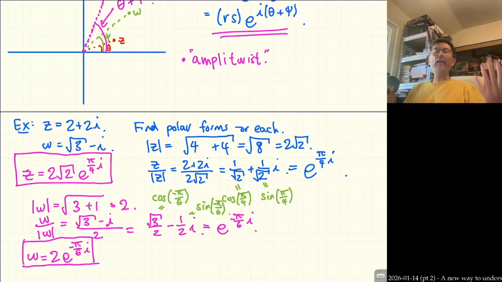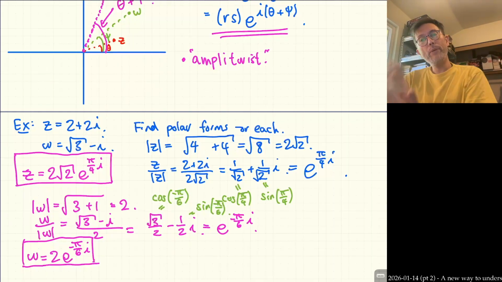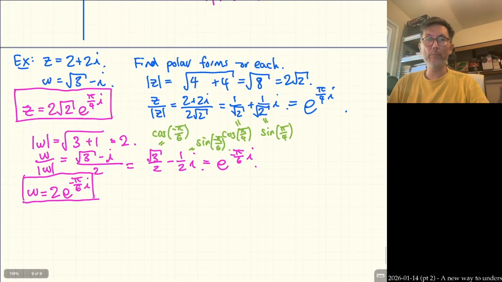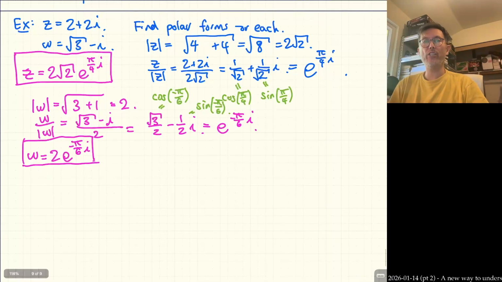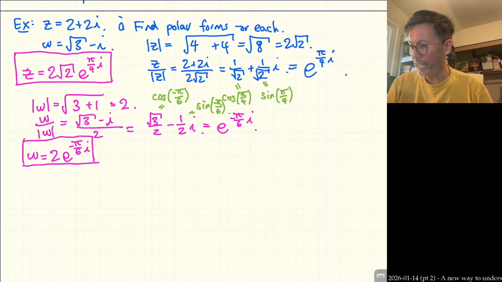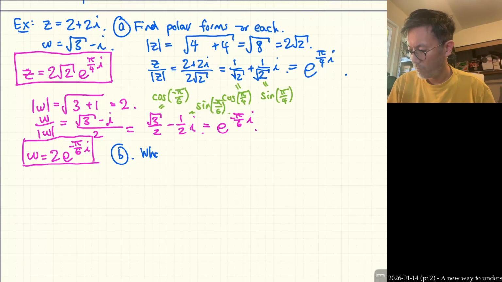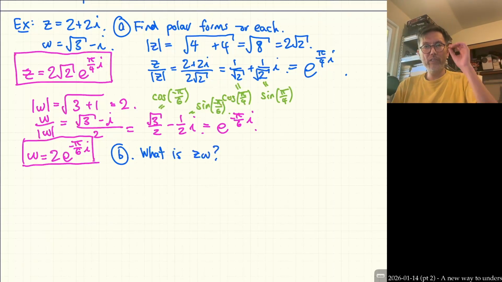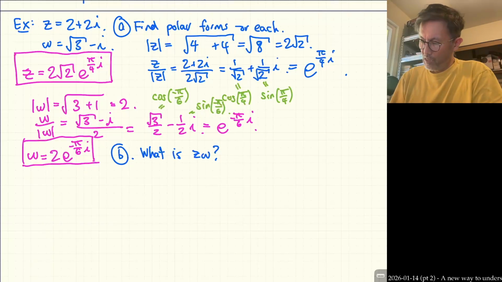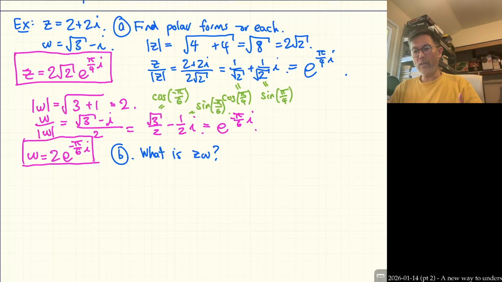Now, what I want to say about the polar form is that it behaves really well when it comes to operations like multiplication. So if we call this part A of this exercise, then part B is, for example, compute z times w. What is z times w? Well, this is now a pretty easy calculation. We just multiply the polar forms together.